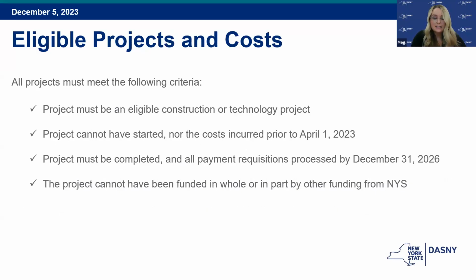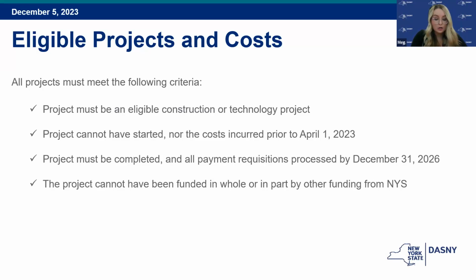All projects must meet the following criteria in order to be considered eligible for NICIP funding. The project must be an eligible construction or technology project as per the enabling NICIP statute as noted in the chart in Section 2.4 of the RFA. The project cannot have started nor the costs incurred prior to April 1st, 2023. The only costs that could have been incurred prior to this date are design, engineering, and other preliminary planning activities.